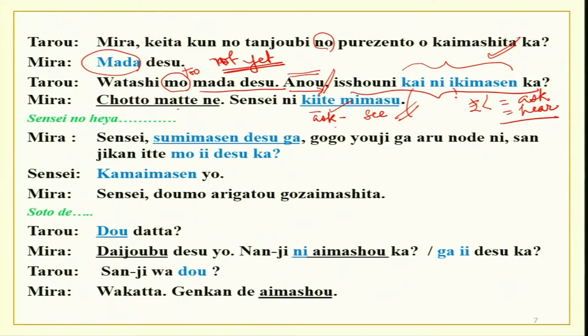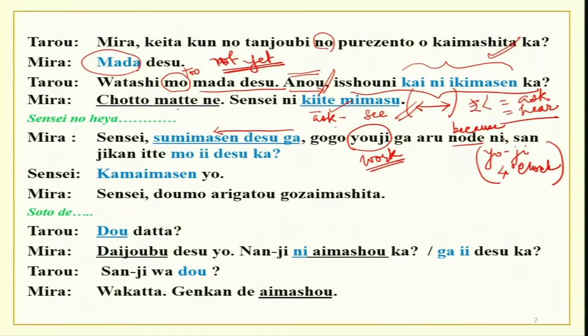Sensei ni kiite mimasu. I will ask him and see whether he will allow me or not. And this part is to be understood. And Mira goes in the room and says, sensei sumimasen desu ga, I'm sorry for disturbing you, but gogo yoji ga aru no de. Yoji is not yoji, which is 4 o'clock. This is yoji, some work. Ga aru no de, because 2-3 jikan, for 2-3 hours, itte mo ii desu ka, is it all right if I go out?